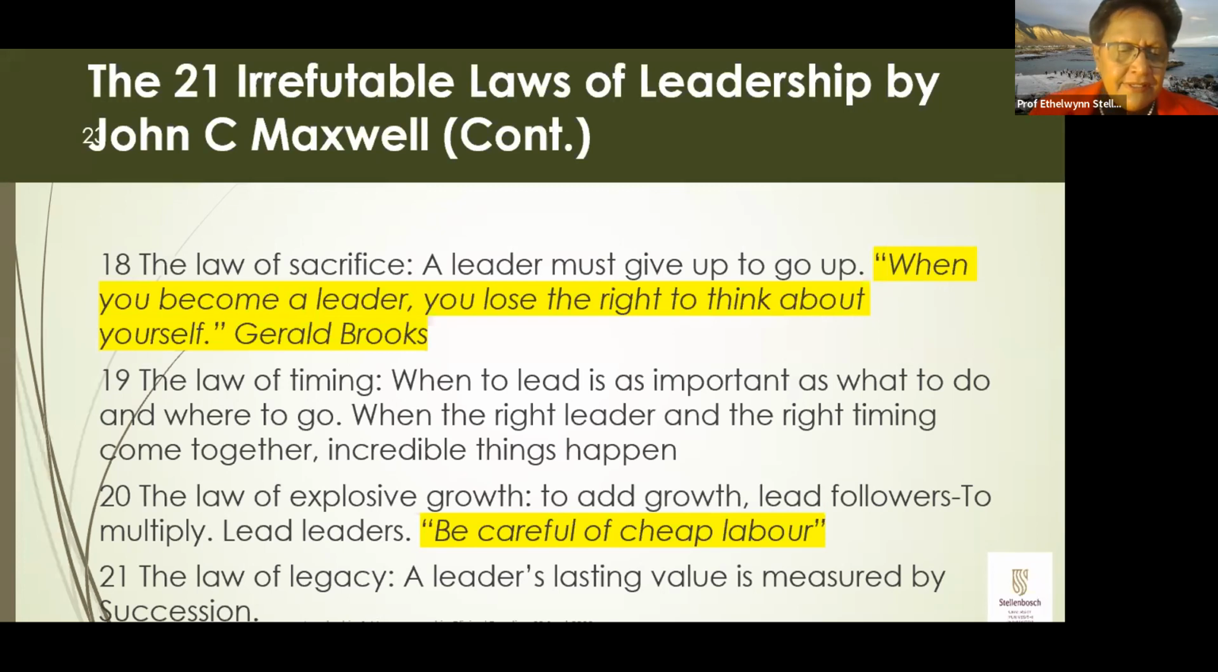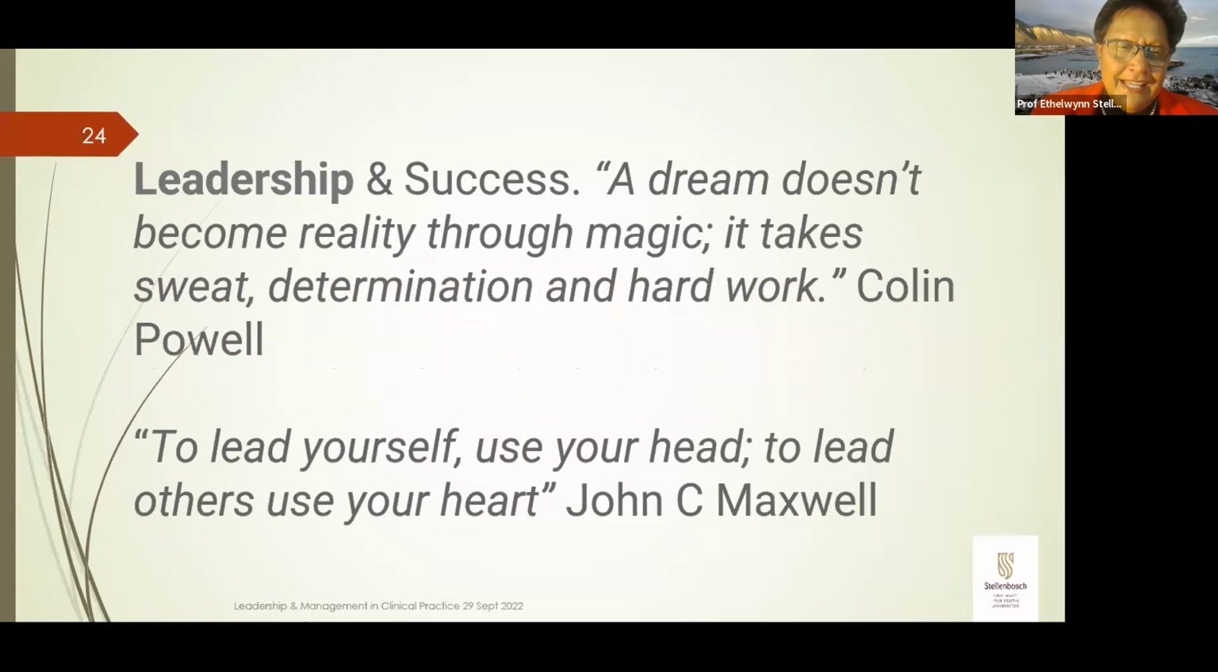So those are the 21 irrefutable laws of leadership. And if you apply that, always constantly aware of it, you'll make a good leader, let me tell you. Leadership and success is a dream, it doesn't become reality through magic. It takes sweat, determination, and hard work, says Colin Powell. To lead yourself, use your head. To lead others, use your heart, John Maxwell.